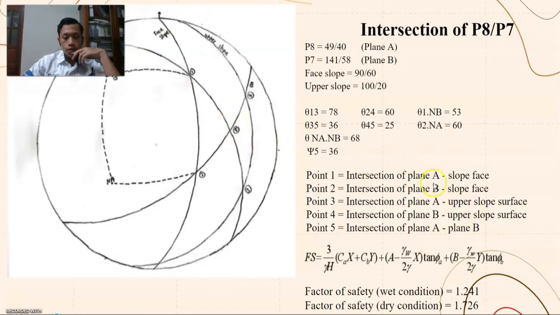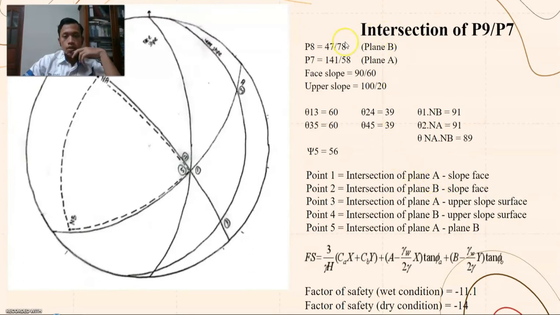Then all the parameters are input in the FOS formula to find the wet condition and dry condition factor of safety. In the wet condition, we got 1.241, and in the dry condition it is 1.726. Then the second intersection in the unconditional zone is P9 and P7.